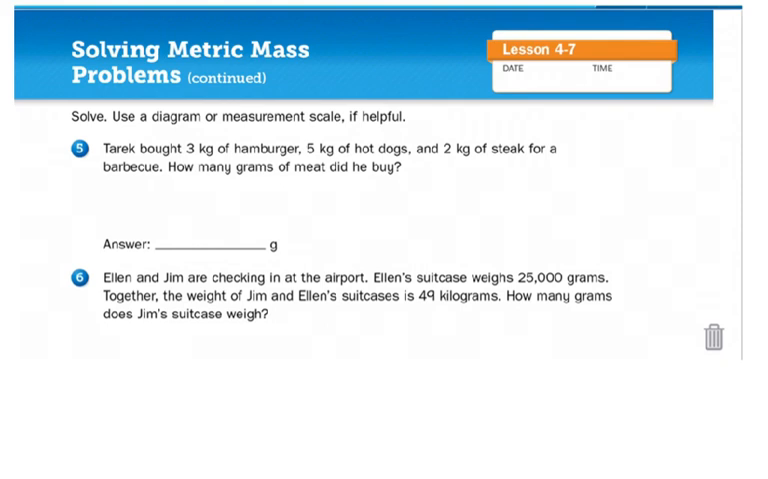Moving on to the next page, we're continuing to solve metric mass problems. Use a diagram or measurement scale if helpful. Remember, you have that measurement scale on the previous page. We are now on page 125. Tarek bought 3 kilograms of hamburger, 5 kilograms of hot dogs, and 2 kilograms of steak for a barbecue. How many grams of meat did he buy?